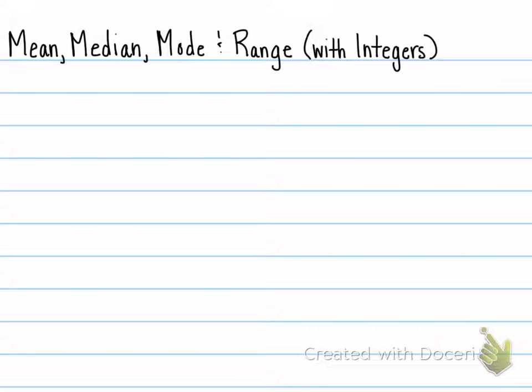Today we are going to learn what it means to find the mean, median, mode, and range of a set of data points. Let's start by writing the definitions of all of these things. The mean is also the average.